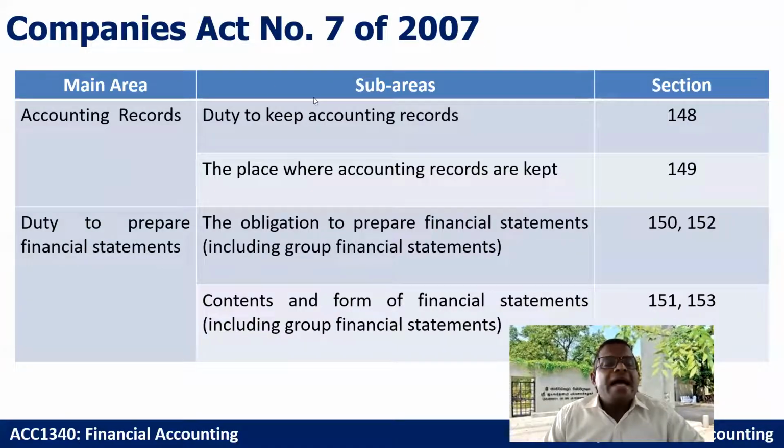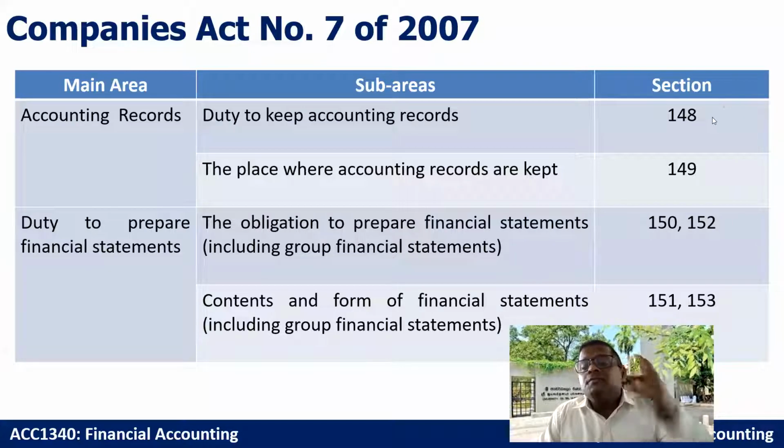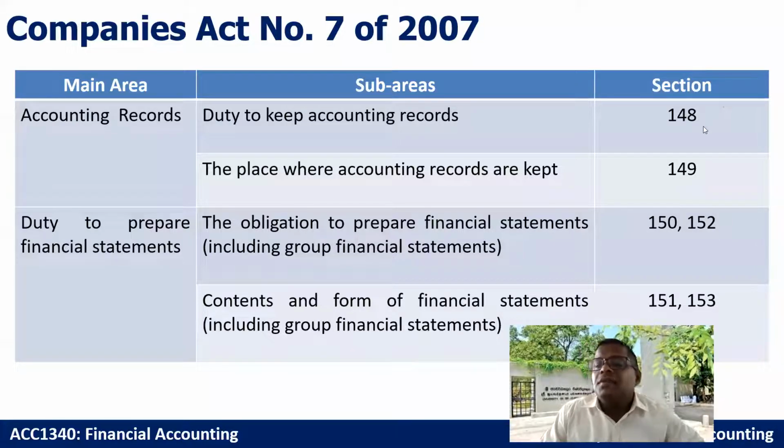Then the Companies Act, accounting records: there are sections 148, 149, 150, 152. The duty to keep accounting records, and the place where accounting records are kept. If you can download the Companies Act, you can read sections 148 to 150. The duty to prepare financial statements is in 150 to 152, and 151 to 153 contain the content.